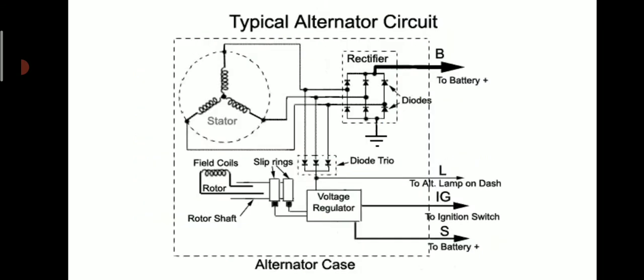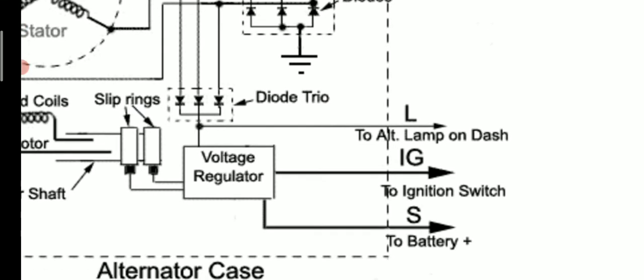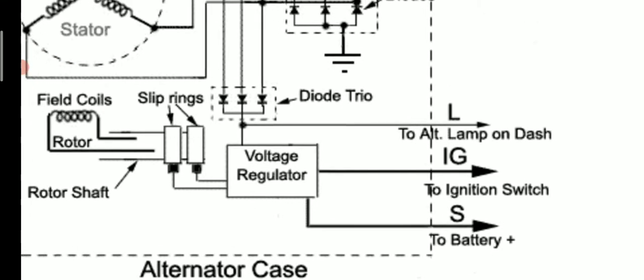In a typical alternator circuit you will see the stator winding, which is connected to the rectifier, then you will see the voltage regulator. This voltage regulator supplies the lamp on the dashboard, the ignition switch and the battery. There is also a location of the diode.